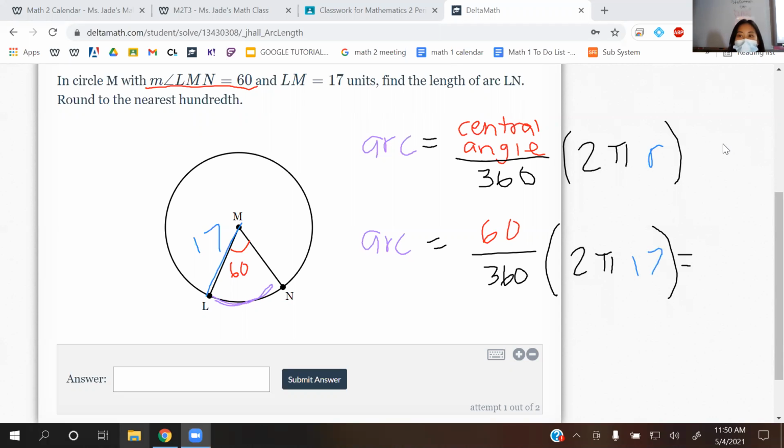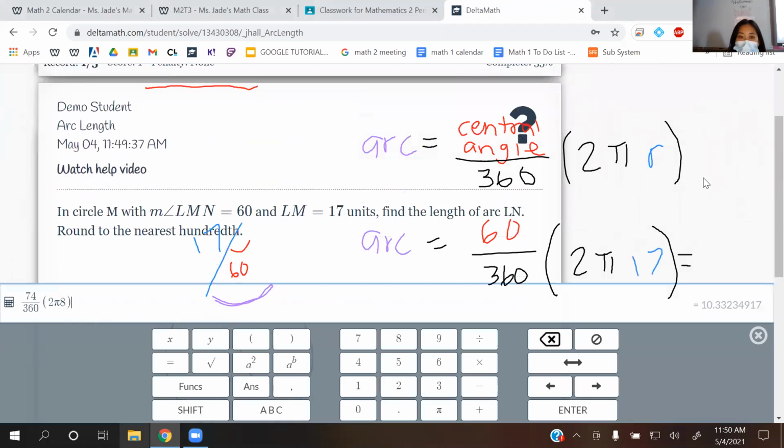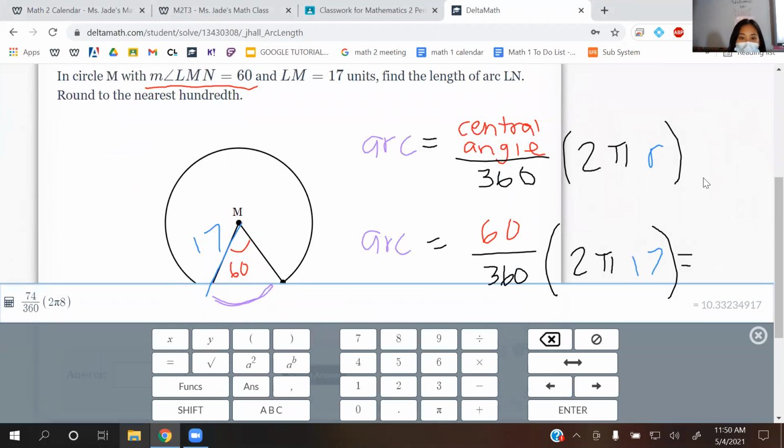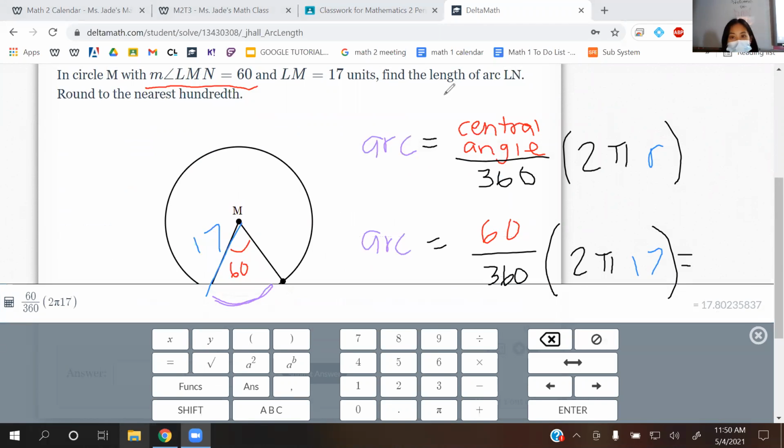Central angle is 60, radius is 17. Type it into the calculator. Once you type it in, you get 17.802, or at least that's what I get, because I have a different question from you, so please don't write this down. Unless it's just for notes, of course. I meant don't type it in as your answer.